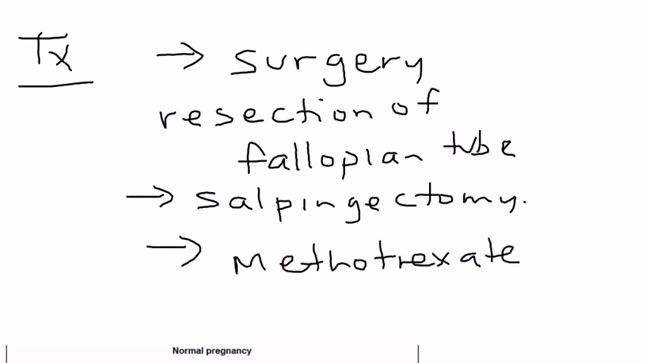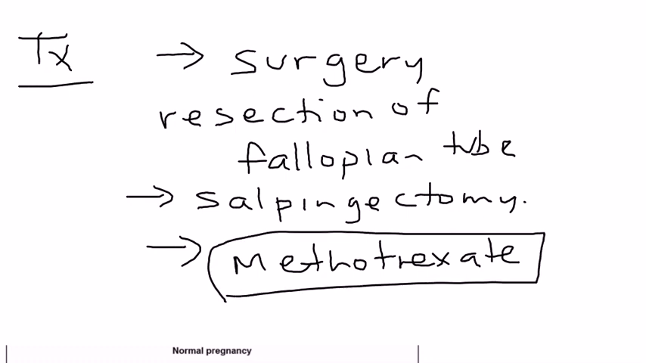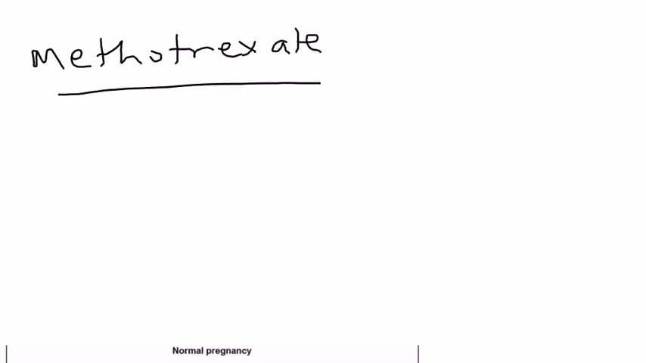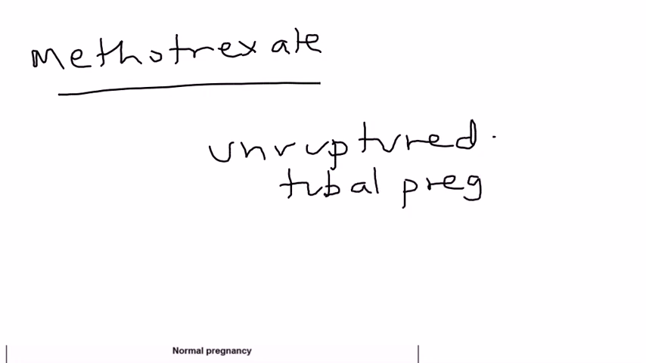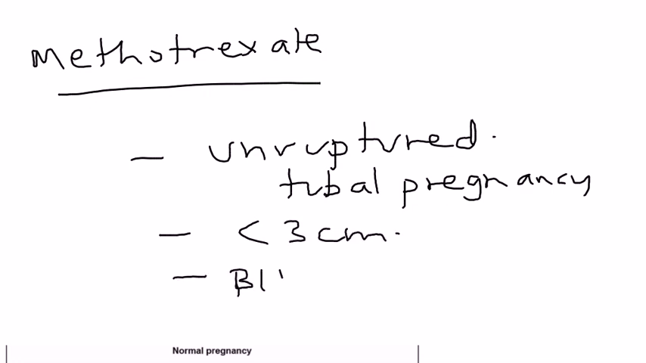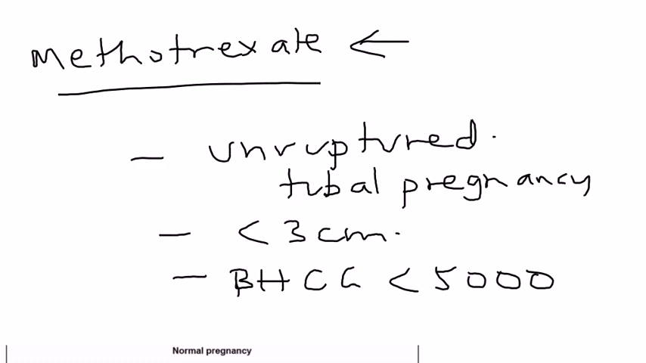Now, methotrexate is only used in certain specific conditions, and I'll explain it. When can you use methotrexate? Methotrexate is usually only used when you have unruptured tubal pregnancy, and in particular, it's got to be pretty small, less than 3 centimeters, and also the beta HCG value needs to be less than 5,000. And if these criteria are met, then you can go ahead and use methotrexate.